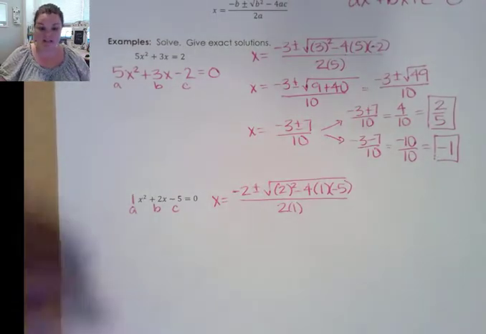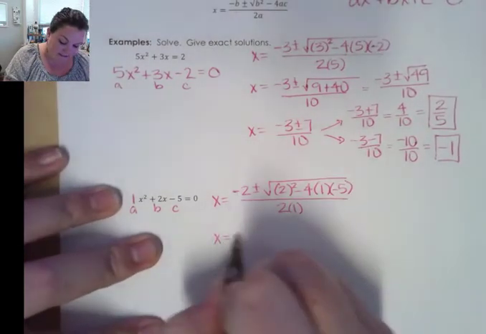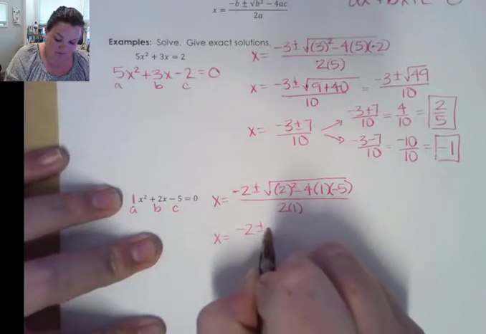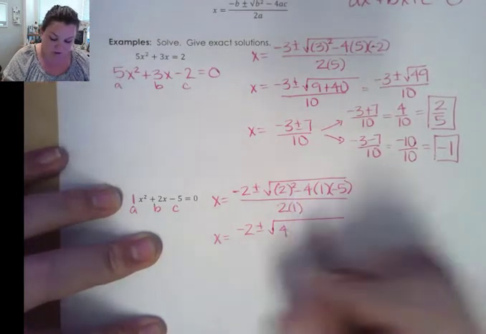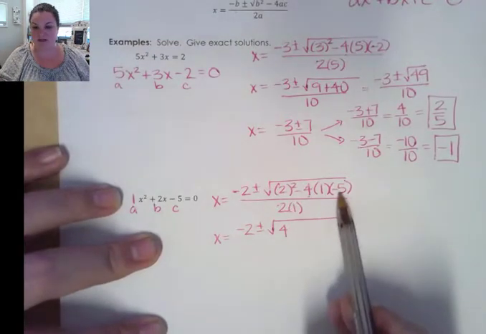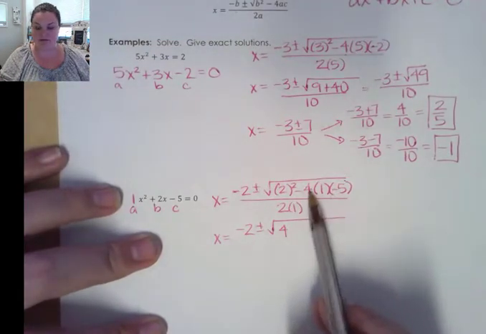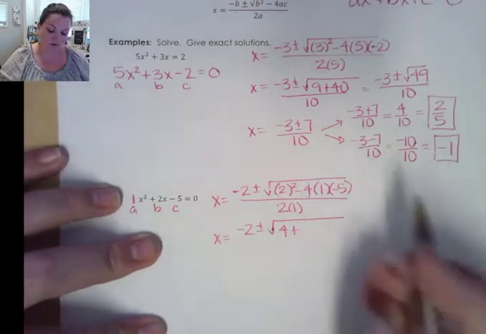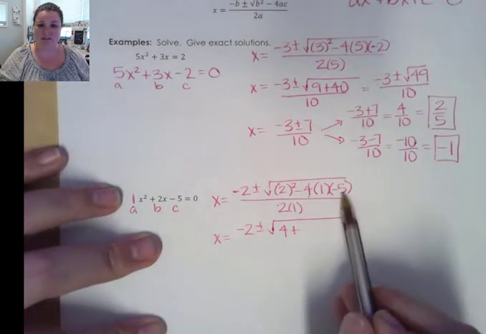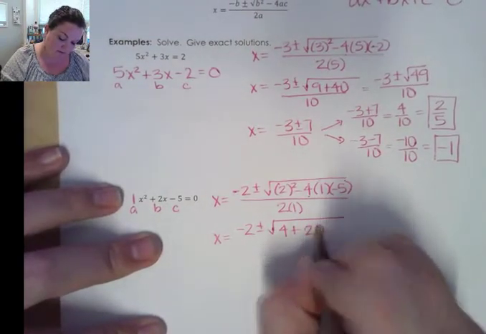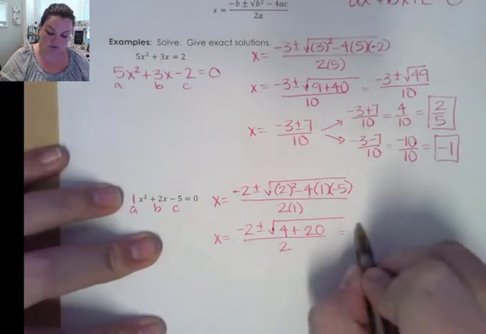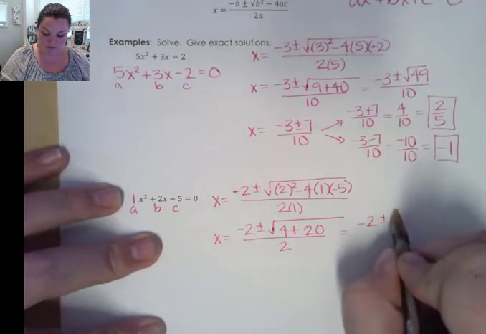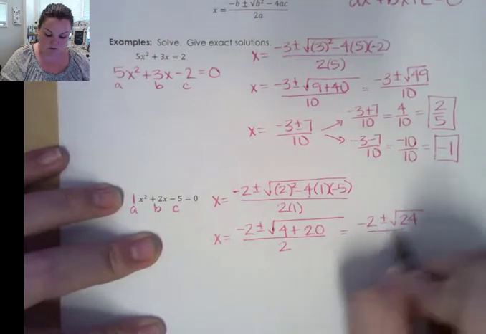And then I just simplify. So x is equal to negative 2 plus or minus the square root of, 2 squared is 4. Then when I multiply the next three numbers together, again, I see 2 negatives, so I know it's going to turn out positive. 4 times 1 is 4 times 5 is going to give me 20, all over 2. So I keep going. Negative 2 plus or minus the square root of 24 over 2.